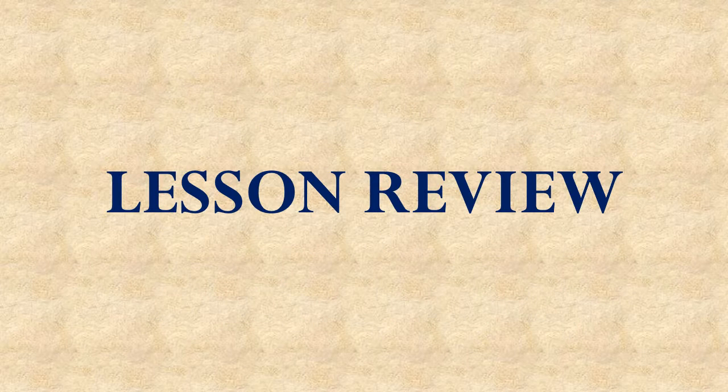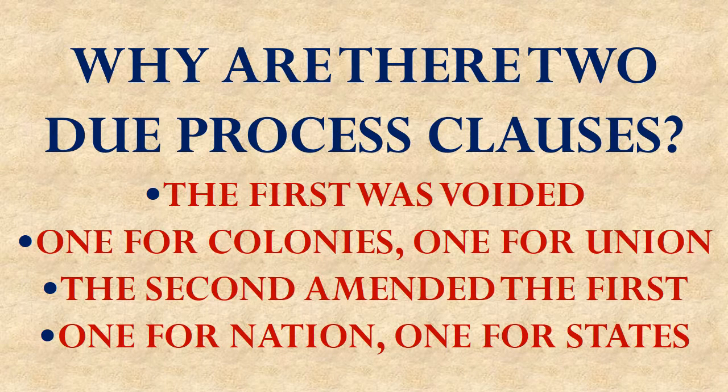Now, let's review what we learned in this lesson. Why are there two due process clauses in the Constitution? Is it that the first was somehow voided? Was it that the first one was for the colonies and the second one for the Union? Was it that the second amended the first, in other words, changed it? Or is it that there's one due process clause for the nation and one due process clause for the states? The correct answer is there's one due process clause for the United States government, the nation, and there's one for the states.